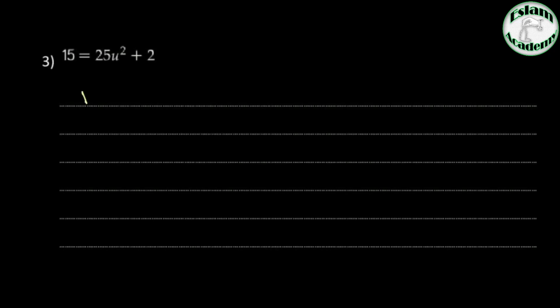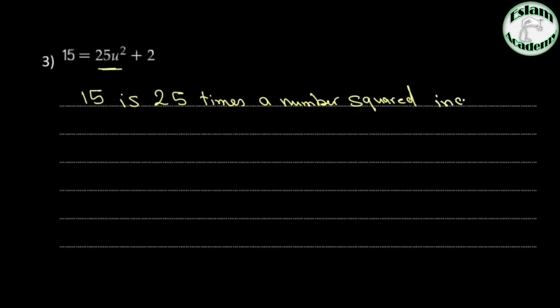To solve this problem, we can write or convert it as 25u squared, which is the product of 25 and a number squared. 25 times a number squared increased by 2.